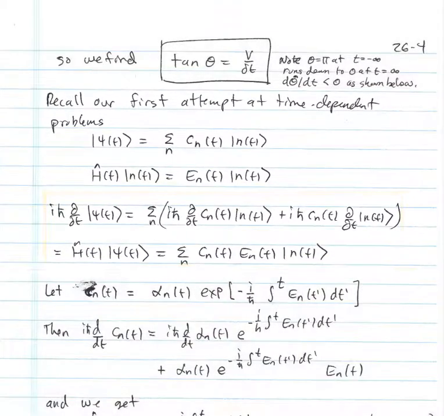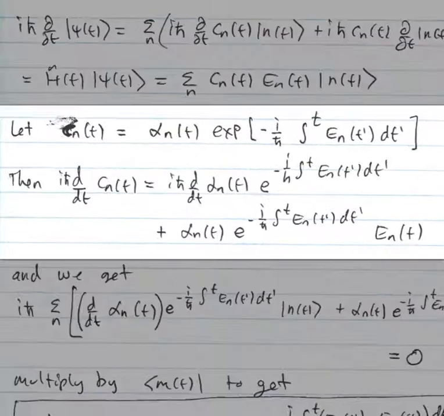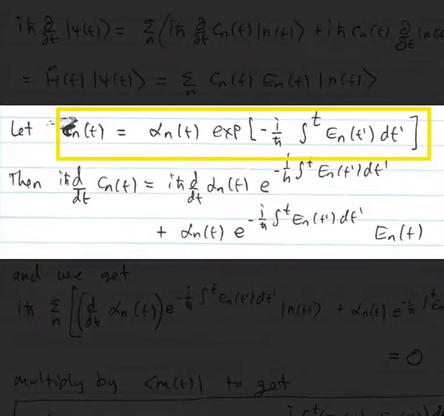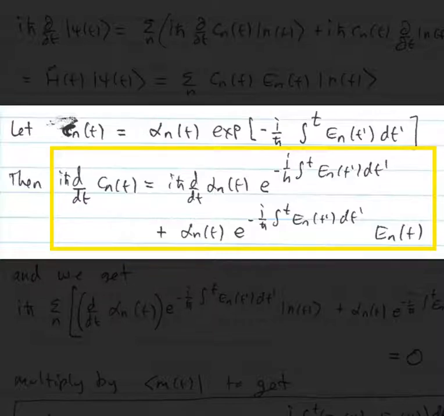Now we're going to work with a very special form for c n of t. We're going to write c n of t equal to alpha n of t, some complex number, multiplied by an exponential of minus i over h bar, the antiderivative of E n of t prime. Now if I take the derivative of that, i h bar d by dt of c n of t, I'm going to pick up two terms.